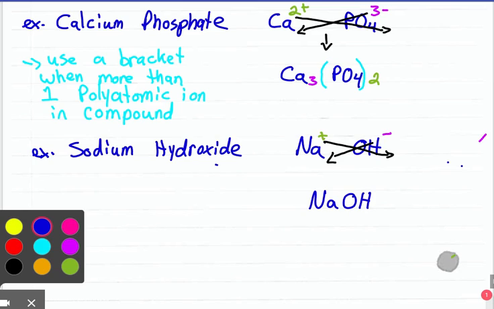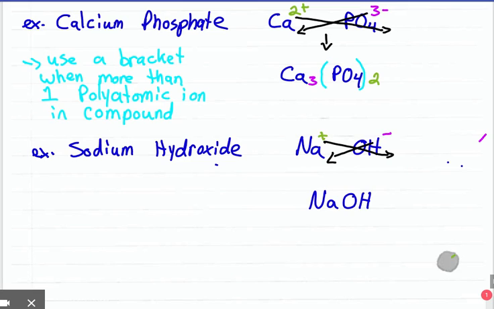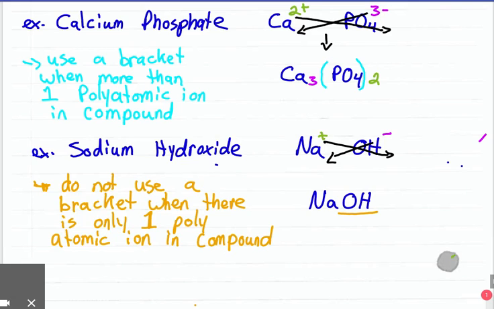Now, in our last example, we used a bracket to indicate that there was more than one polyatomic, but I want you to note that right here, we don't have a bracket. This is because the rule is that we do not use a bracket when there's only one polyatomic ion in the compound.